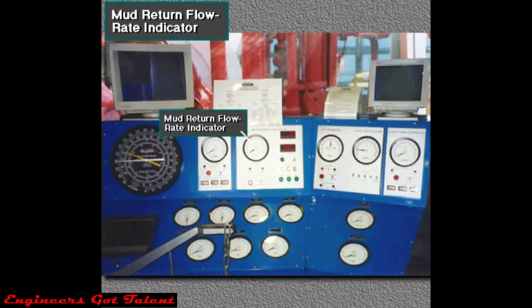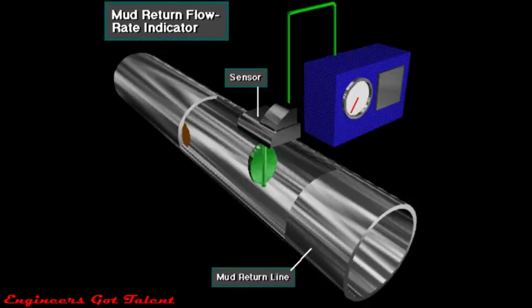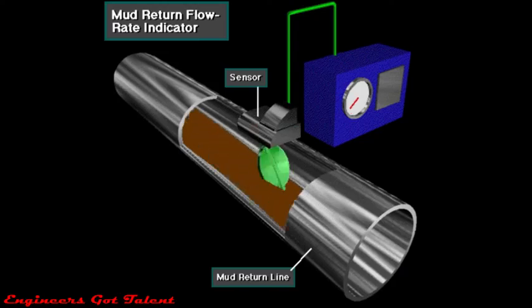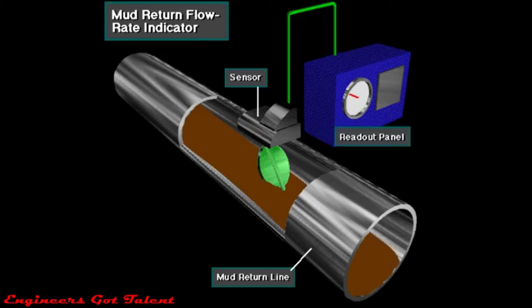Drillers use the mud return flow rate gauge as a relative indicator of how much drilling fluid is returning at the flow line. The sensor is mounted in the mud return line, the flow line. A paddle inside the return line moves as mud flows past it. As the paddle moves, it sends a signal to a readout panel mounted in the driller's control console panel.